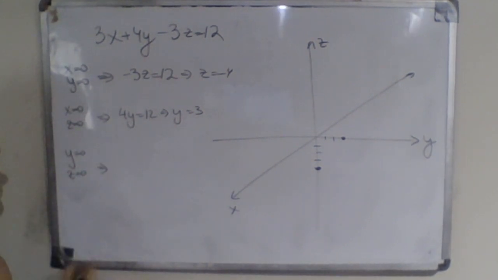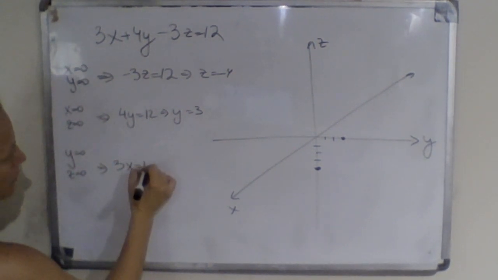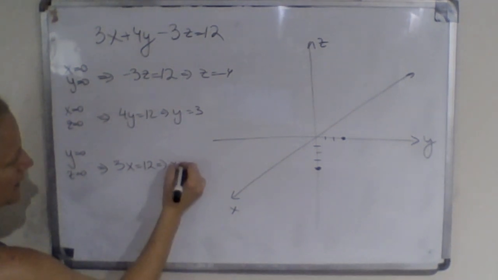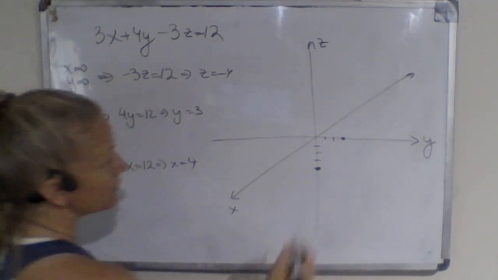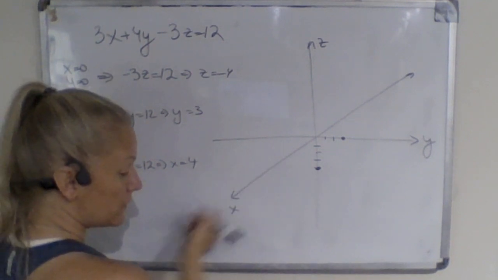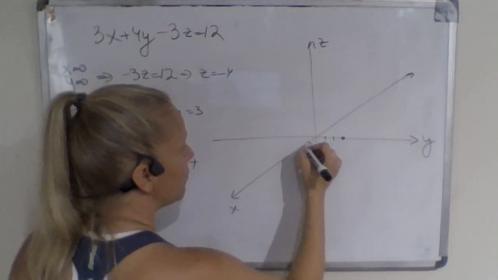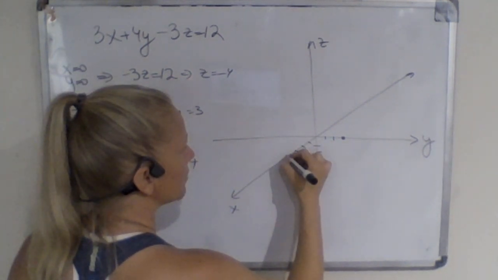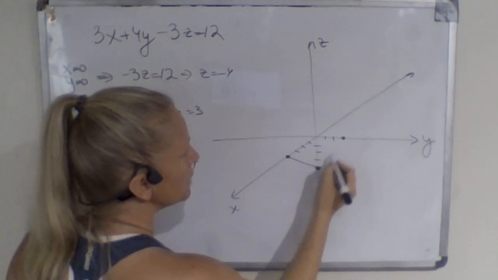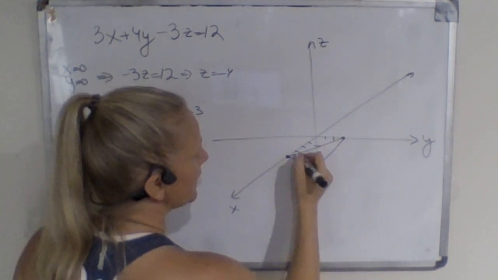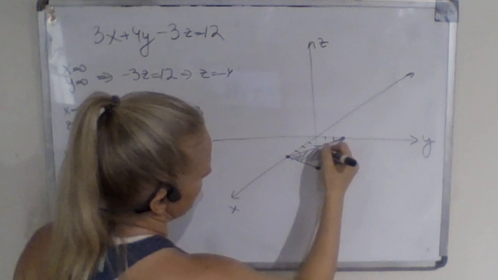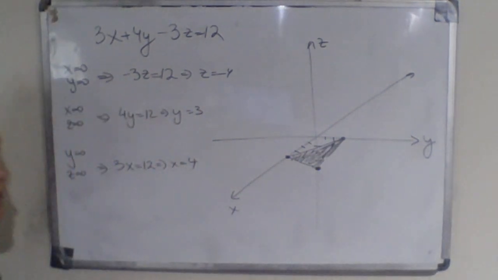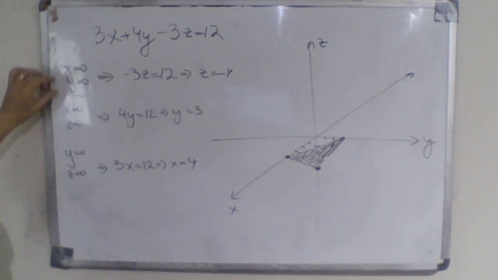Because I'm going for x, I get 3x equals 12, which means x equals 4. Where is x 4? Remember, the positives are on this side. Let's remember that: 1, 2, 3, 4. All I am left to do is unite the 3 dots and shade in between. And we are done.